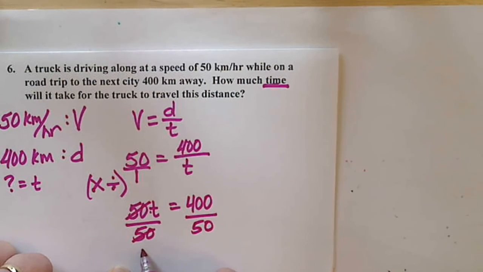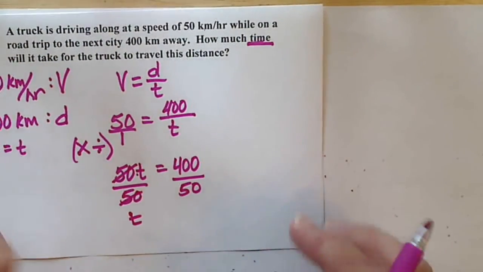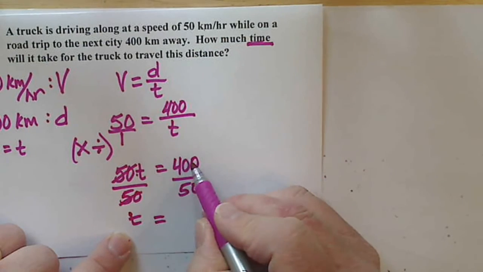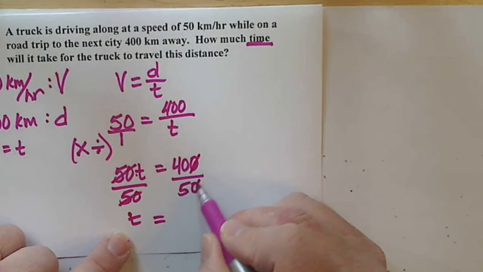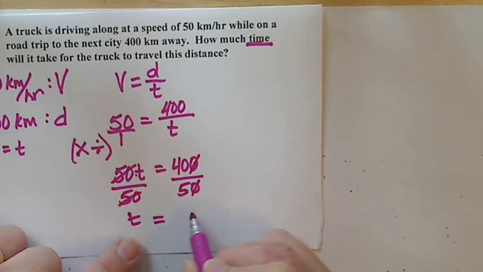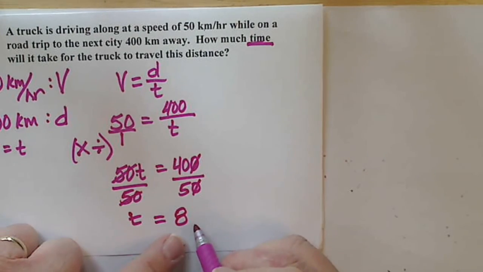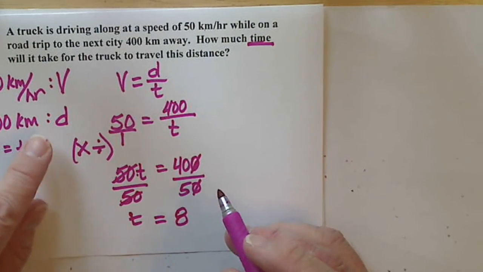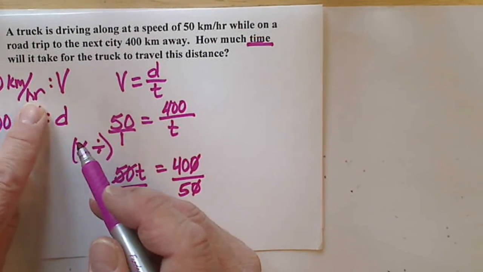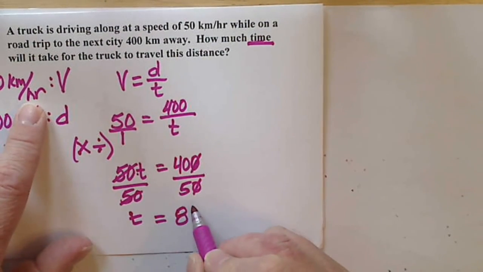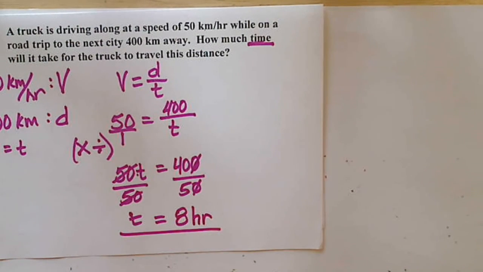Leaves you with T. So T is equal to 400 divided by 50. Let's see, the zeros cross out. 5 goes into 40, 8 times. And now we need some units on the end. How much time do we use? Are we using seconds or hours? If you look over here, we were using hours right there. So we're not going to have seconds. We're going to use hours right there. And there's our answer. That's our last one.